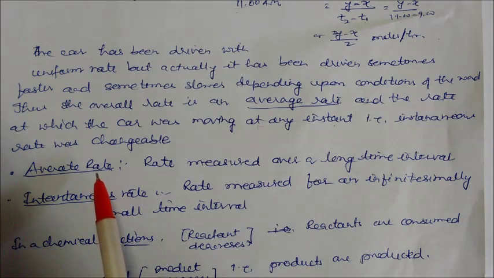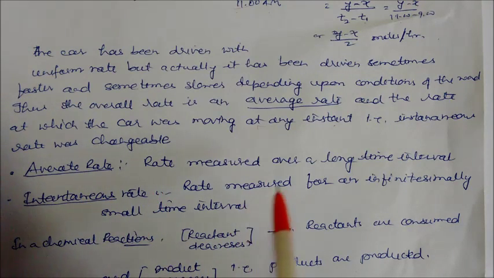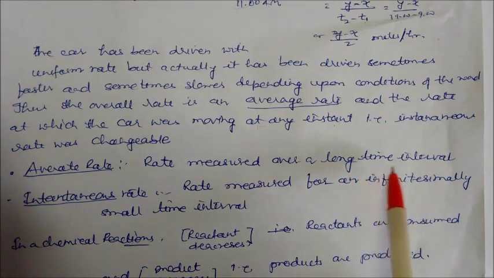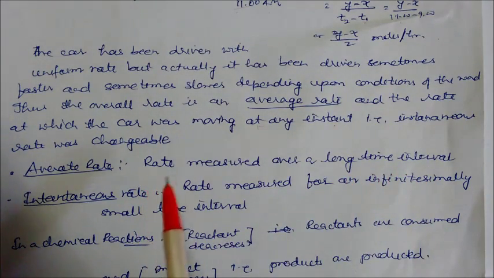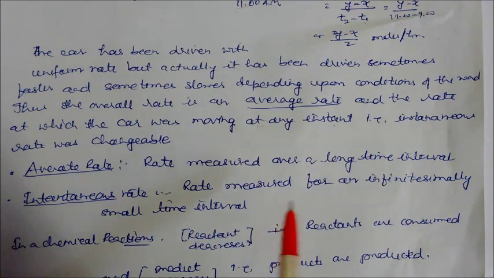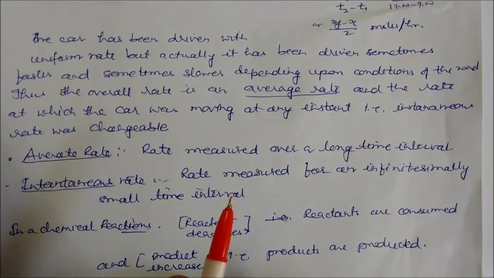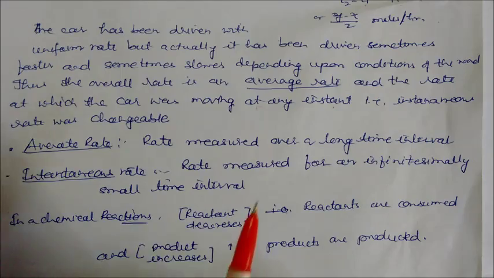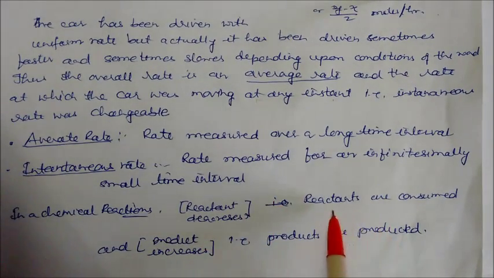What is average rate? Average rate is the rate measured over a long time interval. When you take a long time interval and the rate is measured over it, it is called the average rate. If the rate is measured for an infinitesimally small time interval, meaning the time interval is very very small, that rate is called the instantaneous rate. In chemical reactions, reactants are converted into products. Reactants are consumed because the concentration of reactant decreases, and the concentration of product increases because the products are produced.